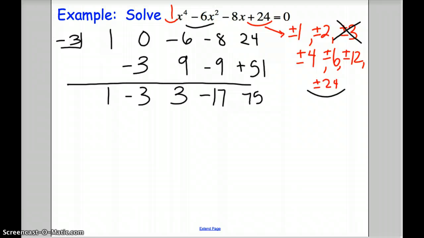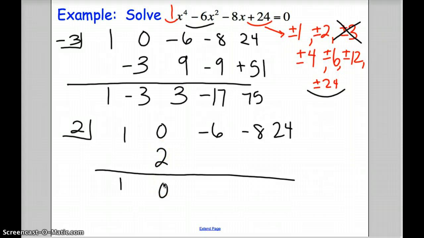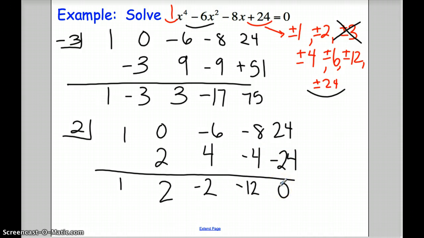So now we try 2. I don't know, something small. Smaller numbers are easy to work with. 0, -6, -8, 24. Drop the 1, 2, we multiply, -2, we multiply, -4, add -12. Oh, looks like we got it. 0. So x minus 2 is a factor.